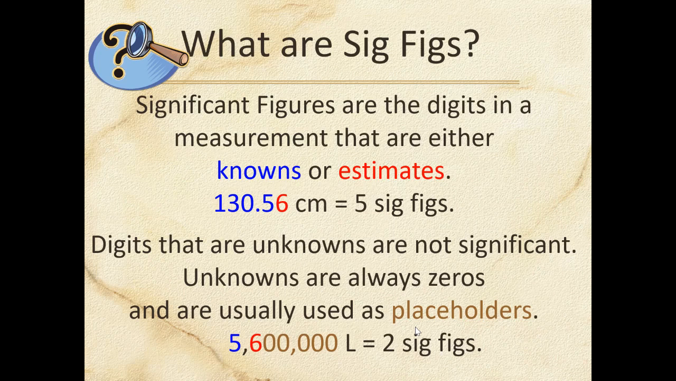Digits that are unknowns are not significant. So unknowns are always zeros and they are usually used as placeholders. So if you look at the number 5,600,000 liters, there's only 2 significant figures in there. The 5 is a known, the 6 is an estimate, and the zeros are all just placeholders in there. Because the 6 is an estimate in here, we can't define those other numbers that are just zeros.